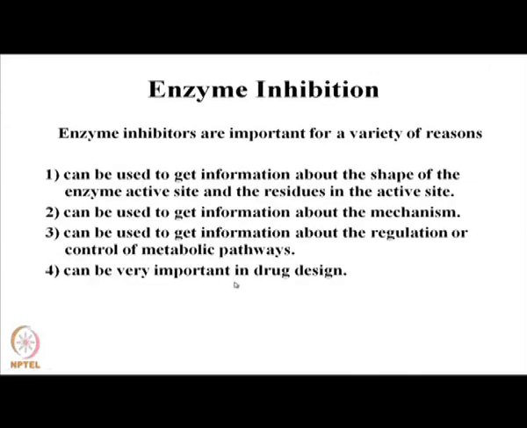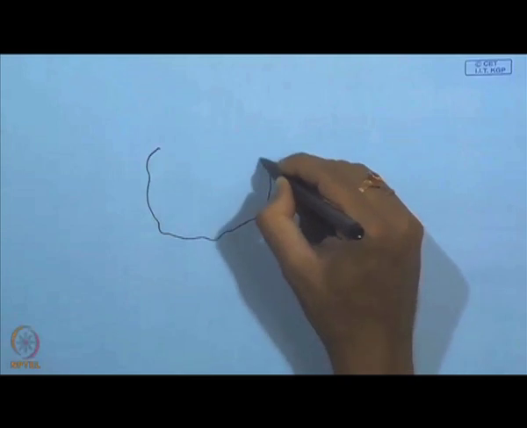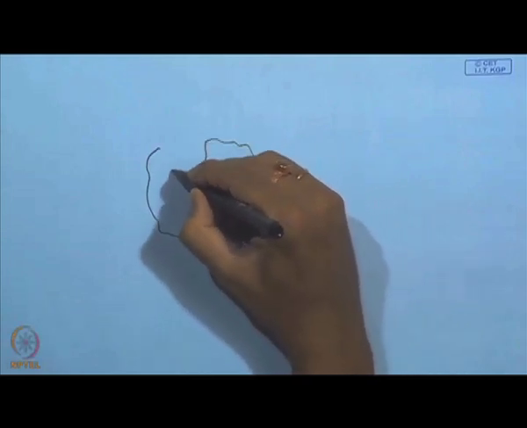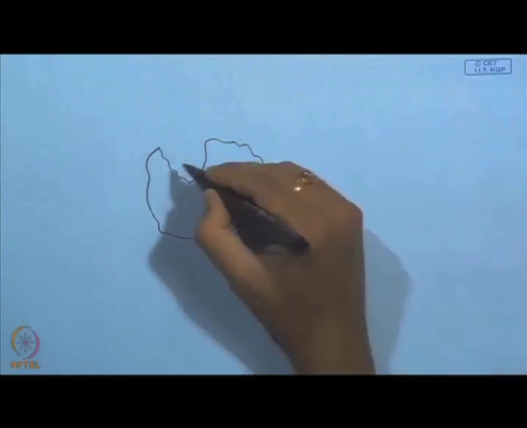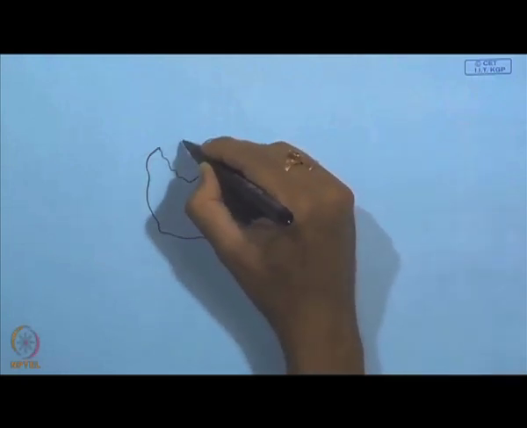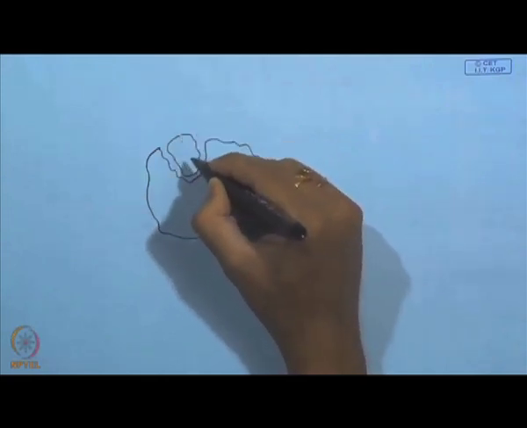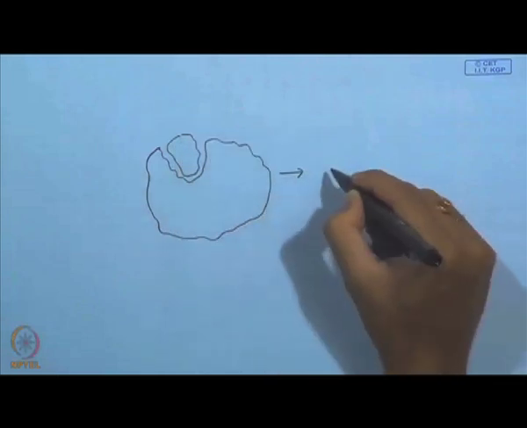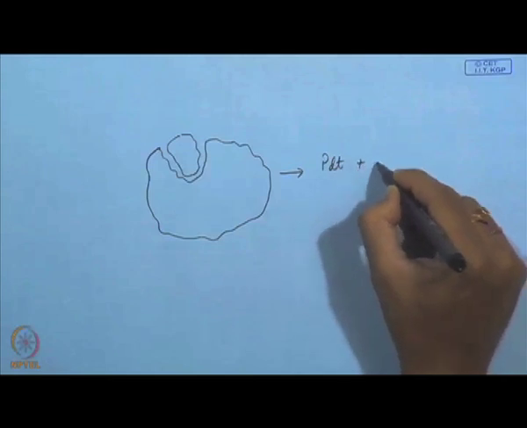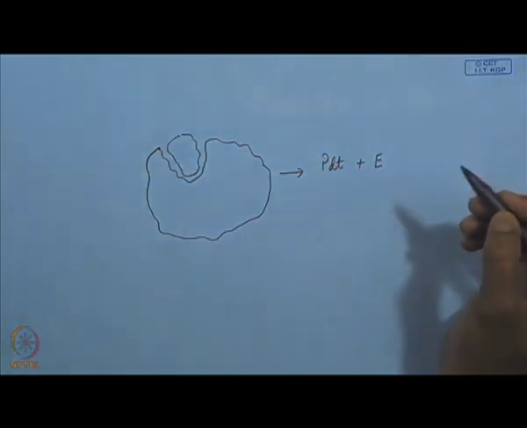Now, enzyme inhibition. Enzyme inhibitors are important for a variety of reasons. It can be used to get information about the shape of the enzyme active site. Suppose you have got an enzyme like this, it is basically a protein, and say this is your active site. In this active site, suppose your reactant fits, and then chemical reaction takes place, and after that your product is formed, plus your enzyme is returned back.